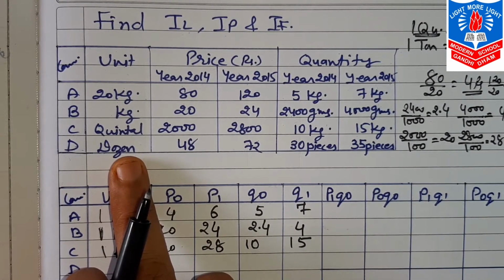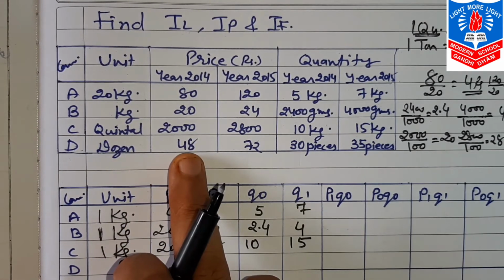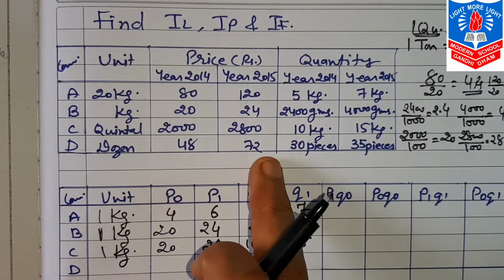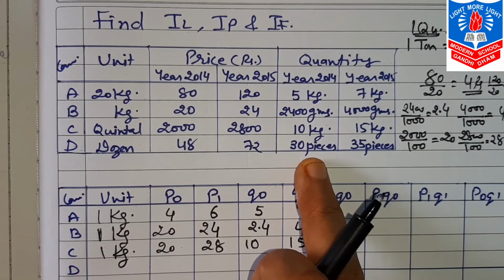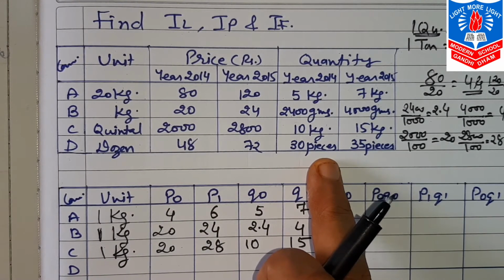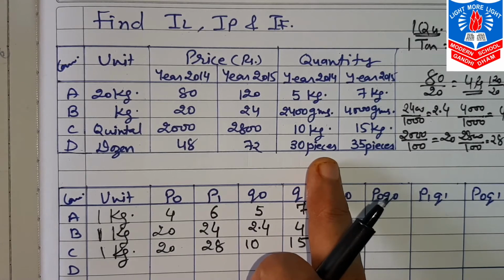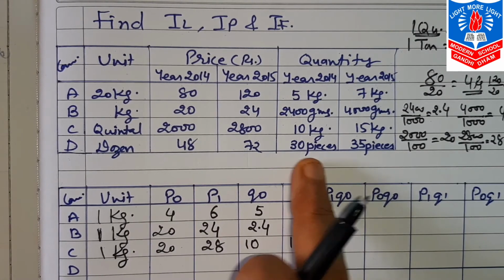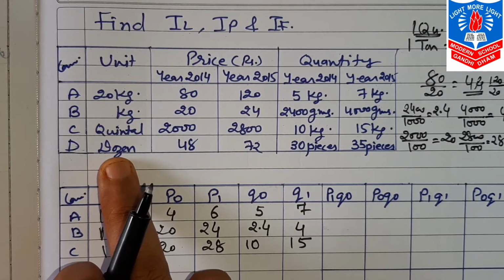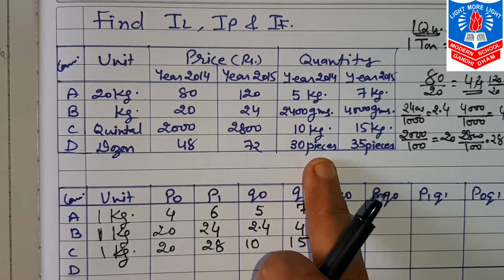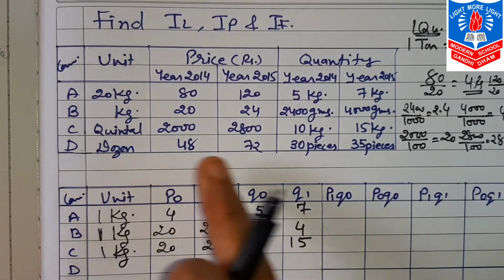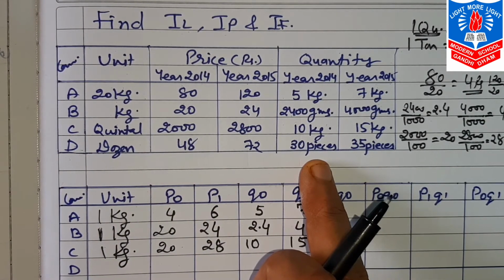Now we know in a dozen how many pieces are there? 12 pieces. Now here you can see this price 48 and 72 is given for 1 dozen, but the quantity is given as 30 pieces. Now if you remember the second rule, whatever value is given in the unit of measurement, that same should be in quantity also. Now here it is given in dozen and here it is given in pieces.